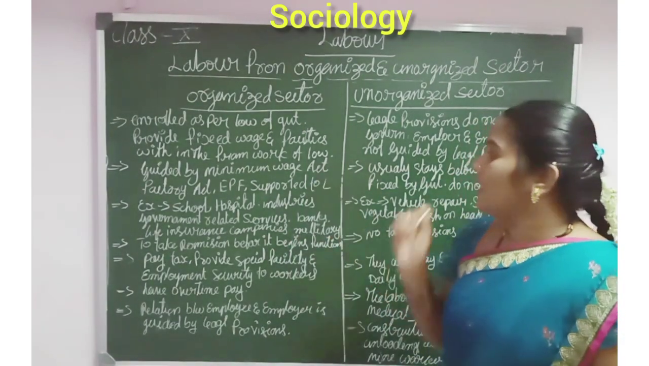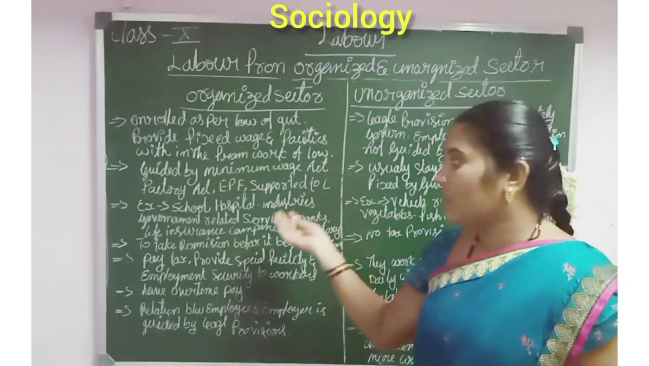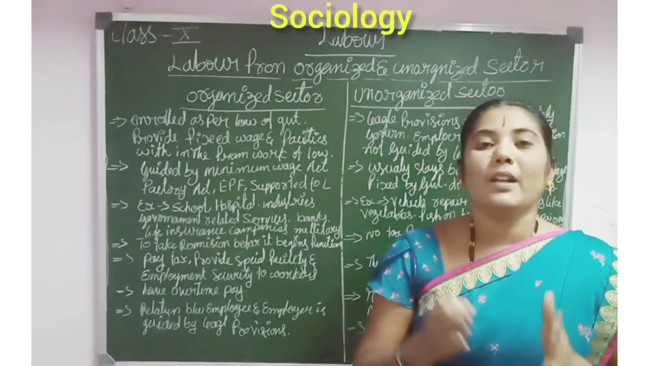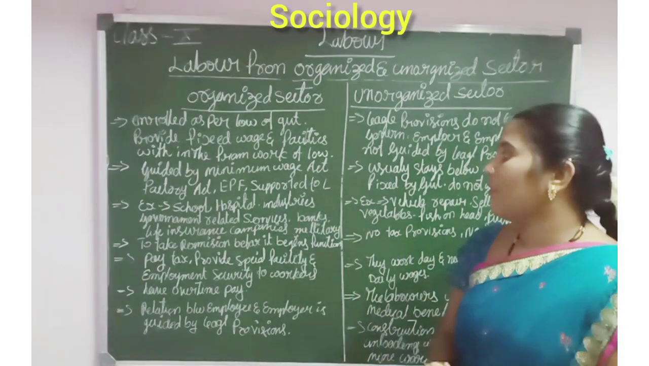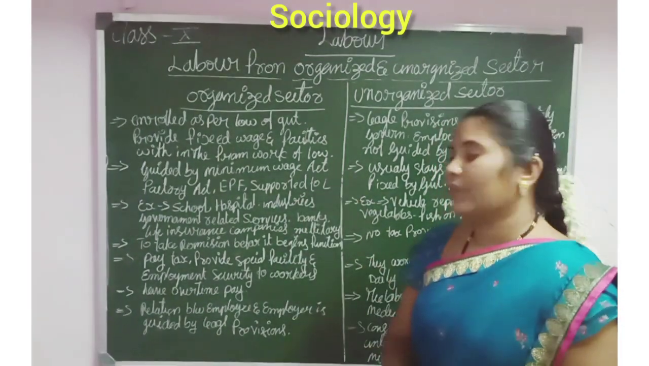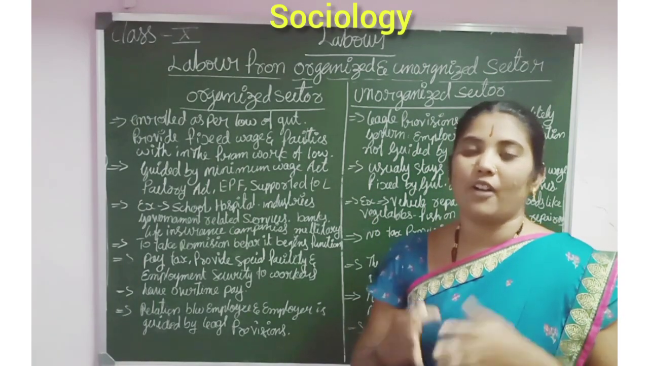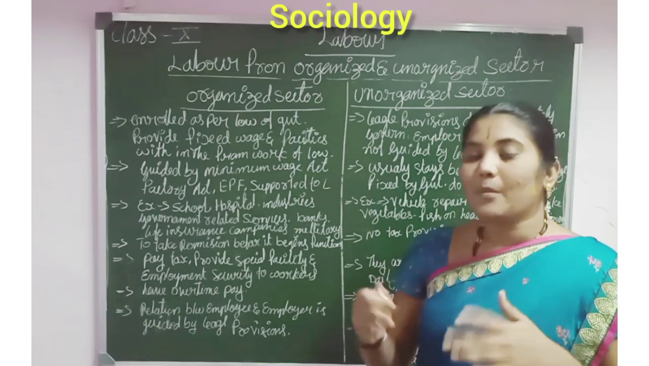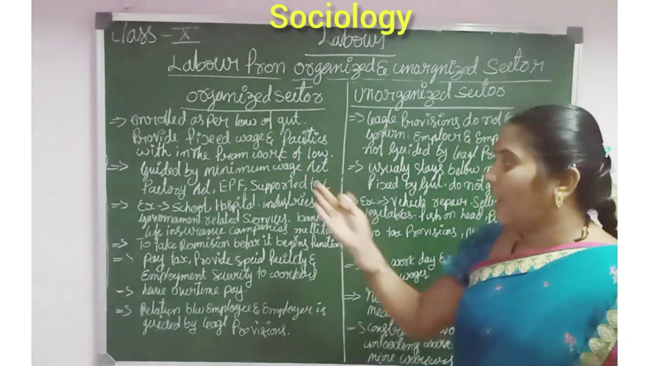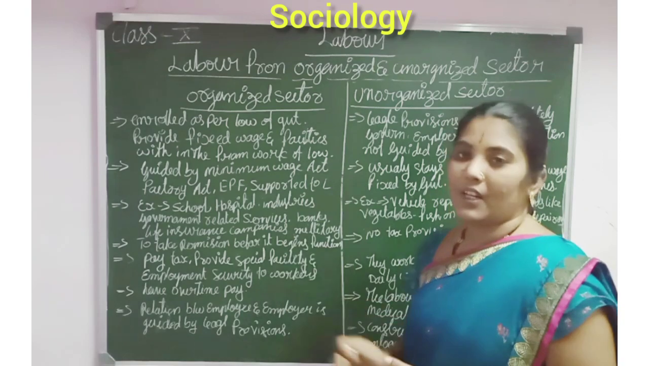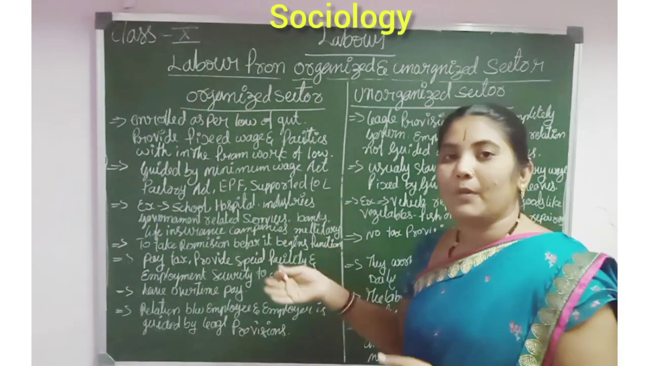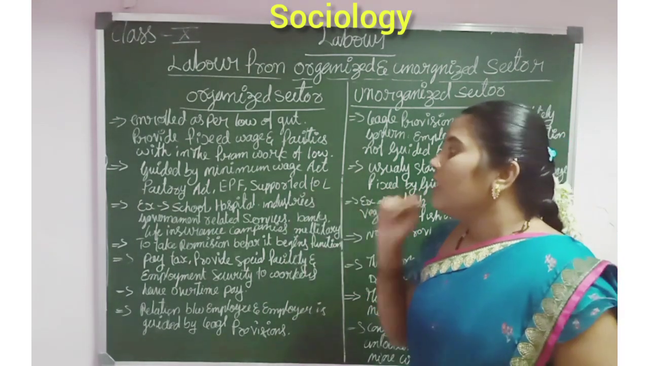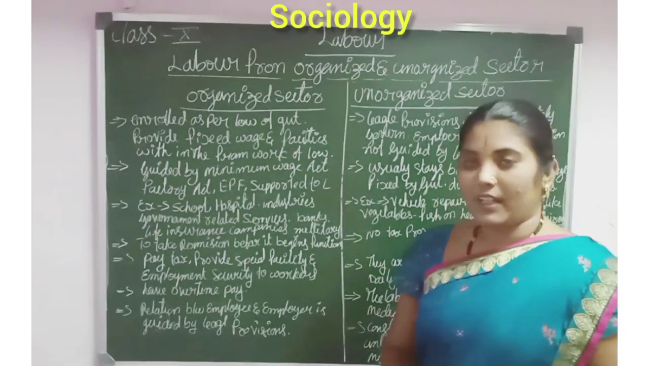Not only the minimum wage, they also have the Factory Act. Then EPF means Employment Provident Fund. They have the Employment Provident Fund that supports the laborers. They also have medical facilities, health facilities, life risk facilities, and some more facilities. Under the Factory Act and EPF, these facilities they get from the government or the organized sector. So these are all facilities we can see in the organized sector.